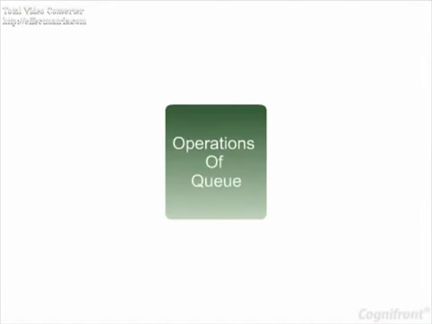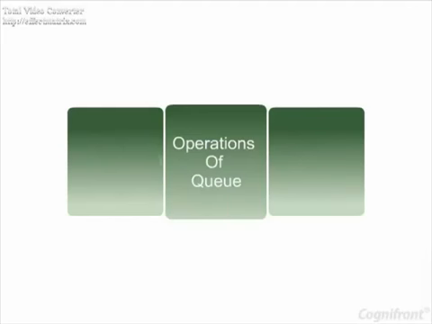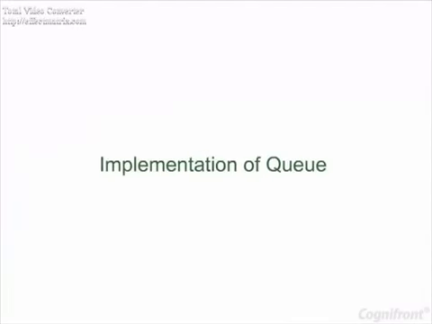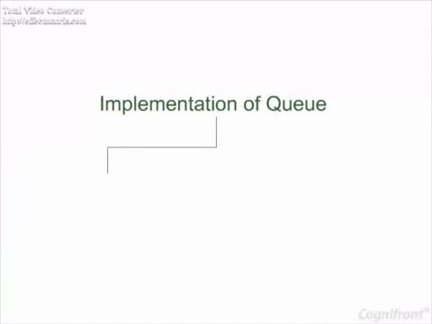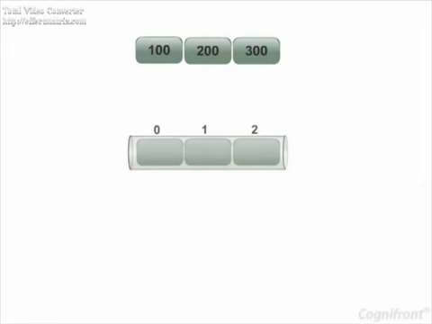Now let us see operations that can be performed on the queue. Those are insertion and deletion of elements. A queue is implemented using either an array or a linked list. Here we are using an array to implement the queue. Now let us see an example. To create a queue of these elements, we take an array of size 3. Initially, front is set to 0 and rear is set to -1.